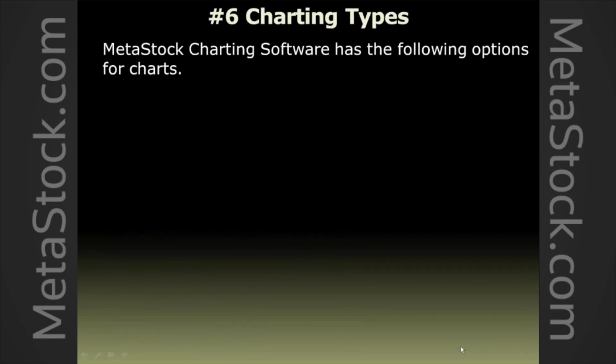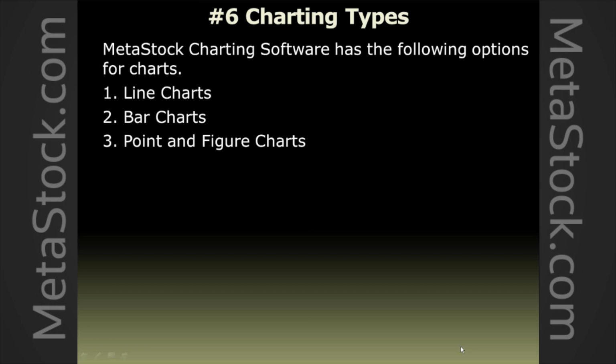Charting types in MetaStock. MetaStock Charting Software has the following options for charts. Line charts, the first type of chart ever produced. Bar charts, which was very popular before and is not so popular now. Point and figure is just price. It doesn't have time or anything else in it. It's just a trend-based type of chart.